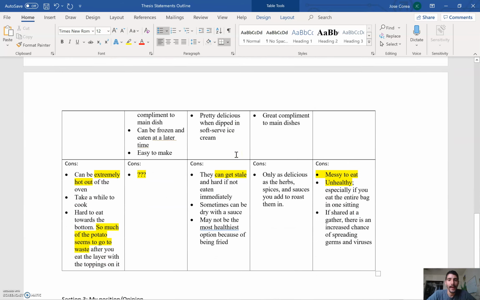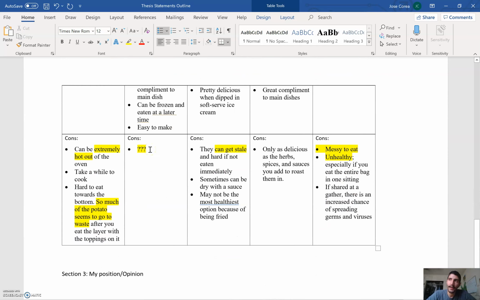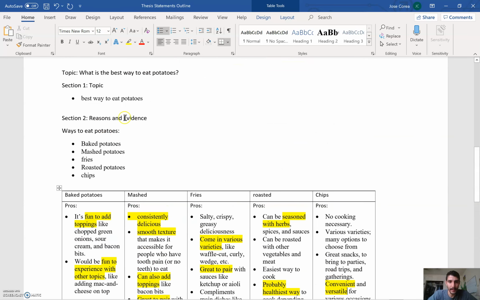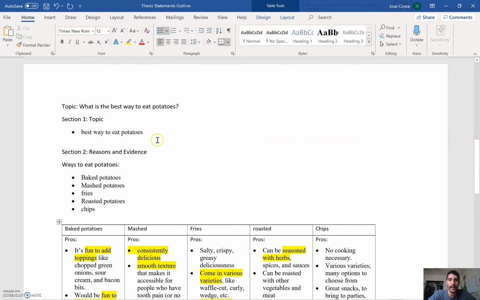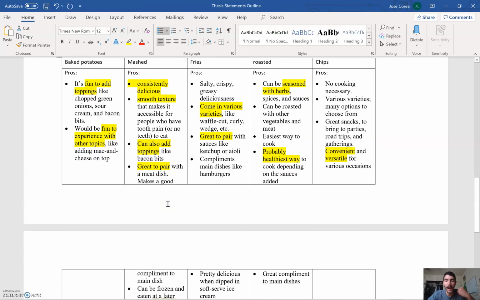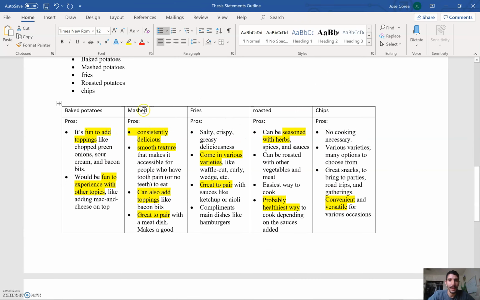And then I started looking at the cons section, and I noticed for myself, I couldn't find any cons when it came to mashed potatoes. When it came to baked, fries, roasted, or chips, there were all cons that I could figure out. So doing this section for myself really helped me form an opinion on this topic, because now I feel more inclined to say that mashed potatoes are the best way to eat potatoes.